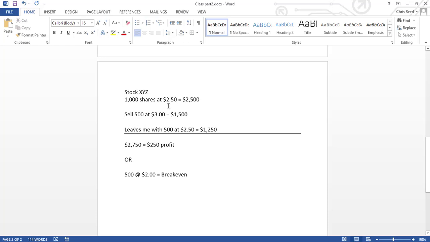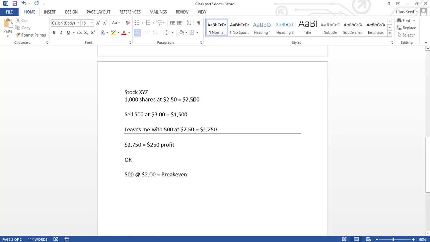And the stock starts to move up. So it's trending up. Now you have two options. You can lock in profit, or you can lower your average, and they're done the same way. If I sell 500 shares at $3 after being in at $2.50, that equates to $1,500. That leaves me with 500 shares at $2.50 for a value of $1,250. The $1,500 plus the $1,250 is $2,750.